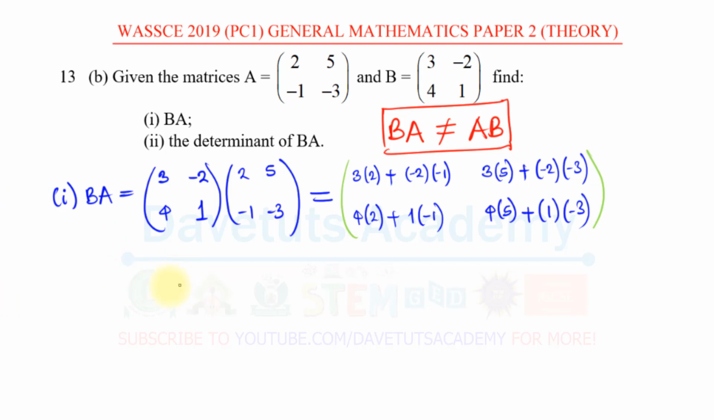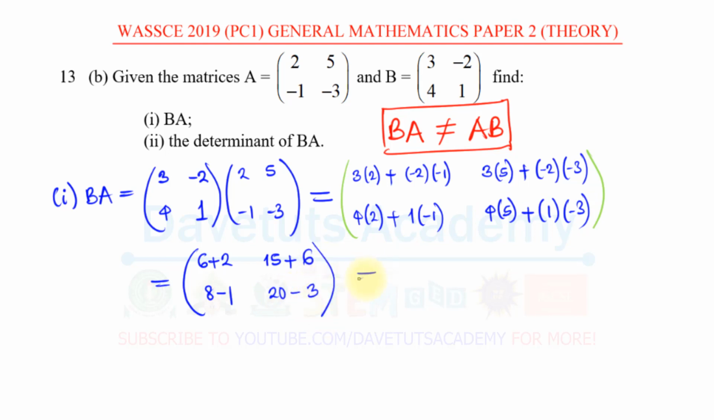So if you have to evaluate this, this is going to give us 3 times 2, that is 6, minus 2 times minus 1, that is plus 2. Okay, in this case 3 times 5, that is 15, minus 2 times minus 3, that is plus 6, because the negative signs will multiply each other and become positive. Then 4 times 2, that is 8. 1 times minus 1, that is minus 1. So we have 8 minus 1. And here 4 times 5, that is 20. 1 times minus 3, that is minus 3.